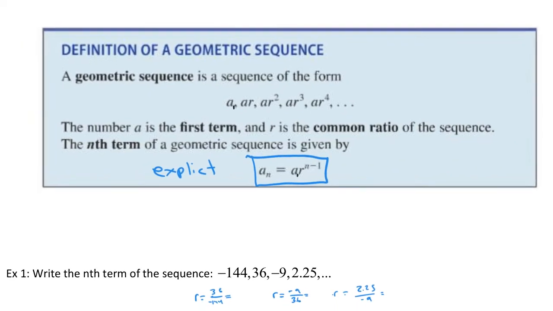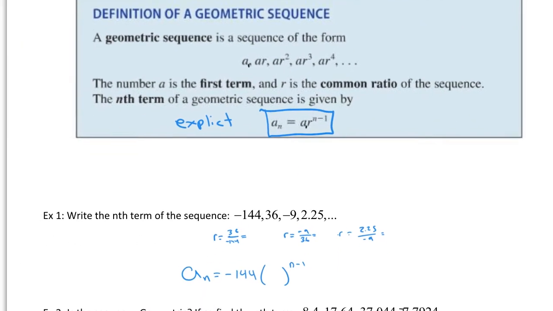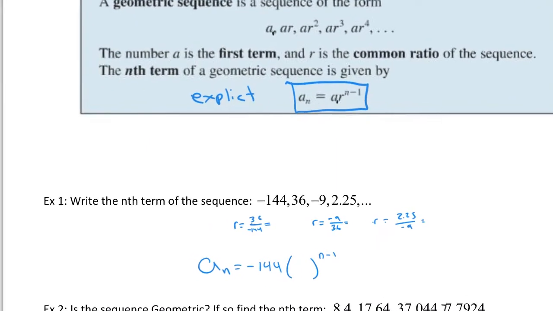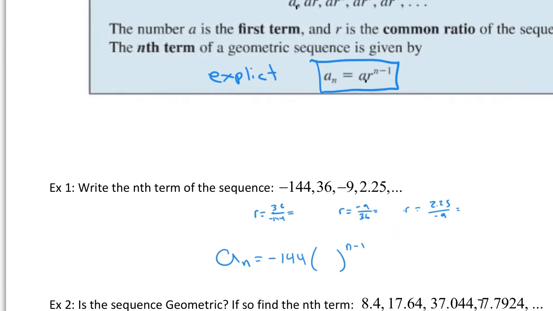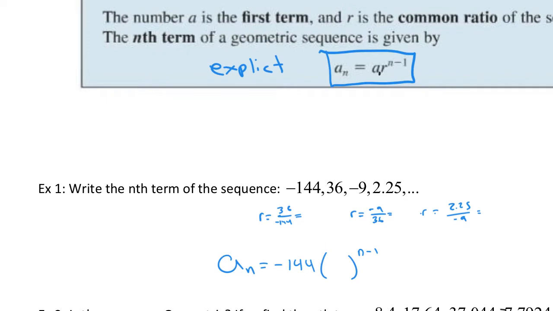So we got a lot of examples here, so I've got some stuff worked through already. If you need to pause at any point, make sure you do that. So example 1 here, we're given the sequence negative 144, 36, negative 9, 2.25, and our job is to write the nth term. First, we got to actually confirm that it's geometric.